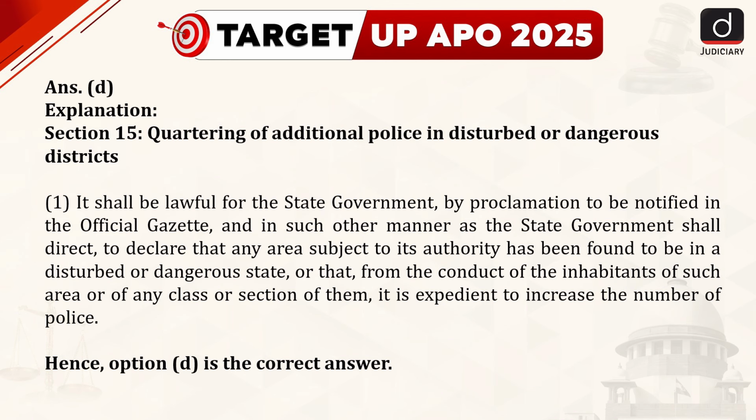Section 15 of the Police Act states that it shall be lawful for the state government, by proclamation to be notified in the official gazette and in such other manner as the state government shall direct, to declare that any area subject to its authority has been found to be in a disturbed or dangerous state, or that from the conduct of the inhabitants of such area or of any class or section of them, it is expedient to increase the number of police. So the correct answer is option D.